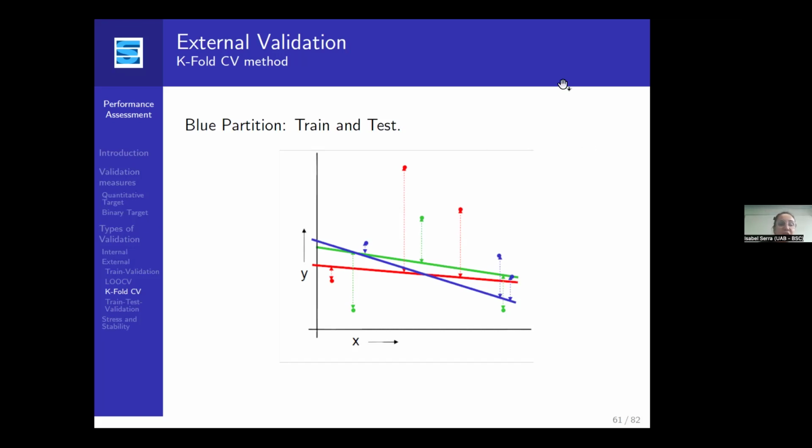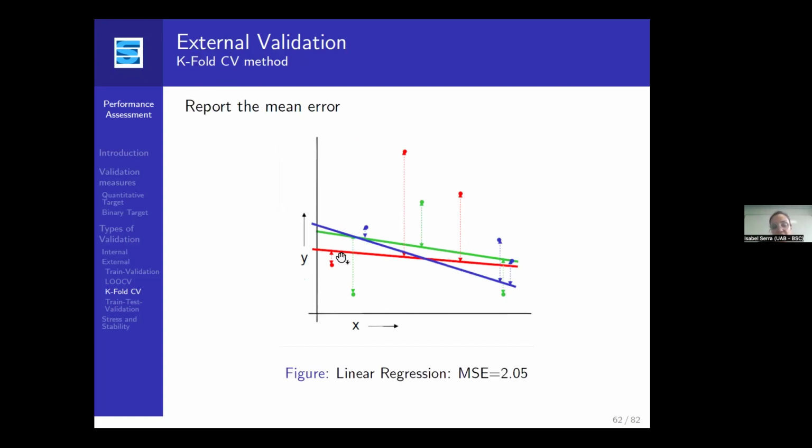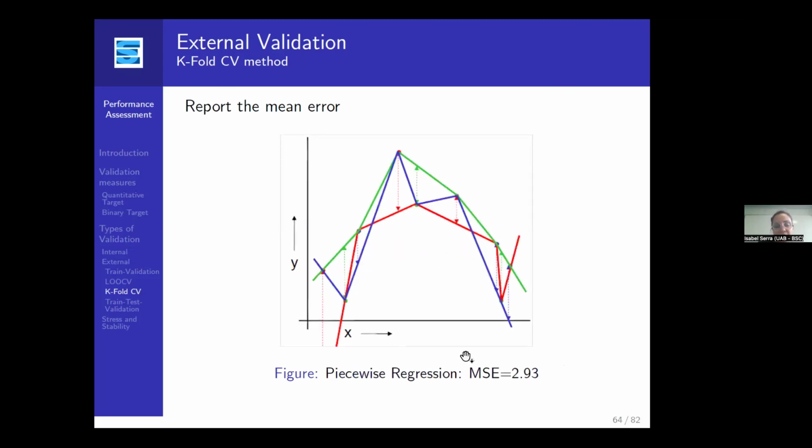Then in general, K-fold cross-validation is the most typical that you can use in order to check. You can see, for instance, in linear regression, you obtain close to 2, which is what you have to obtain. And the mean square error for piecewise, the worst, is close to 3, so they really detect that it is the worst of them. Okay, this was an example.